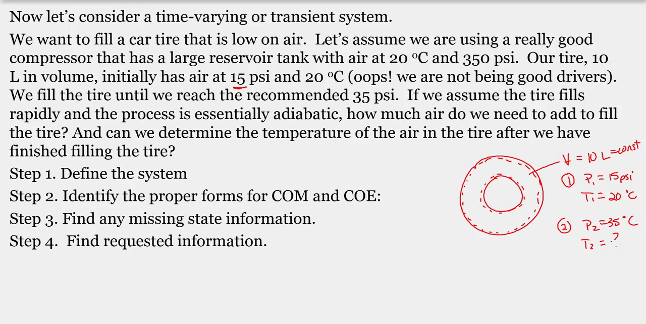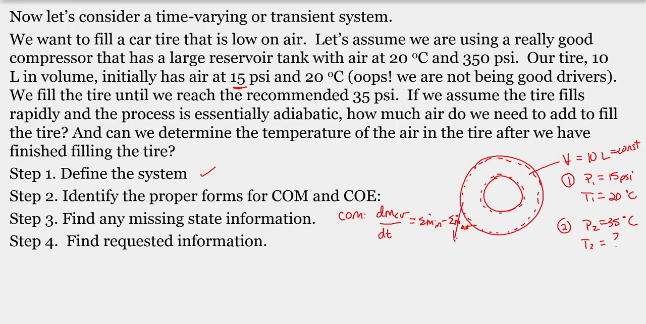Okay, so we've defined the system. Check. Now we need to identify the proper forms of the conservation of mass and conservation of energy. Remember, always use the most general form and then invoke your simplifications. So for the conservation of mass, we have the change in the mass in the control volume balanced by all the mass flow rate into the system and all the mass flow rate out of the system.